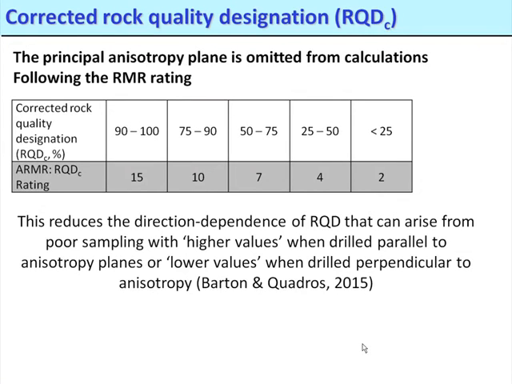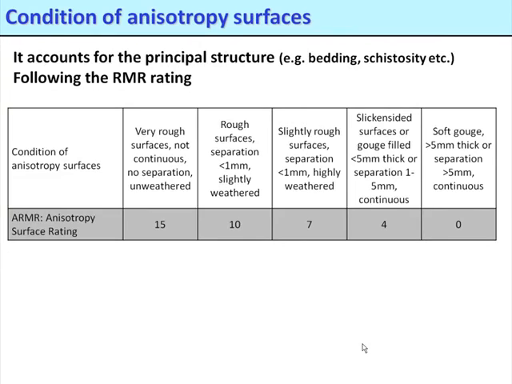The corrected rock quality designation is calculated by omitting the anisotropy planes from the calculations. We can see that the corrected rock quality designation can be rated between 2 and 15. By correcting the rock quality designation, we reduce the direction dependence of RQD that can arise from poor sampling, with higher values when drilled parallel to anisotropy planes or lower values when drilled perpendicular to anisotropy.